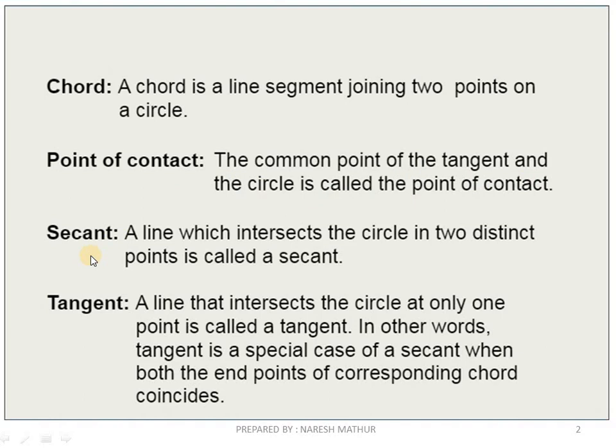Secant: a line which intersects the circle in 2 distinct points is called a secant. And the tangent: a line that intersects the circle, or we can say touches the circle, at only one point, is called a tangent. It is a special case of secant when both the end points of the corresponding chord coincide.